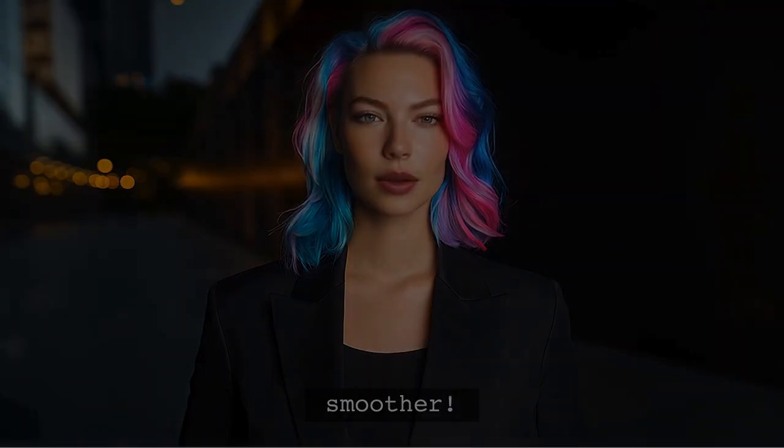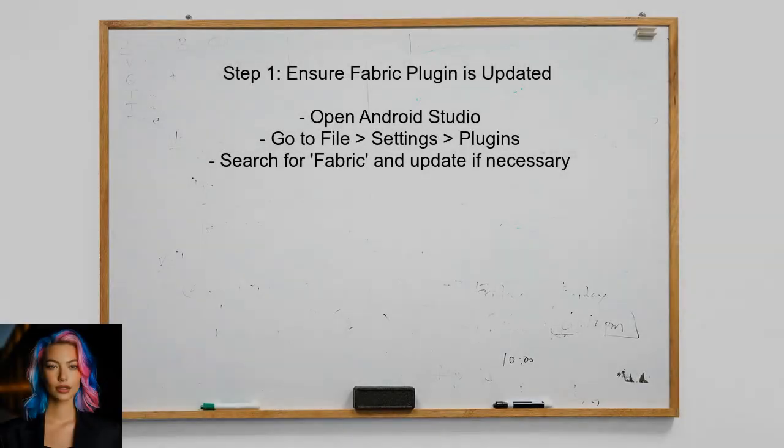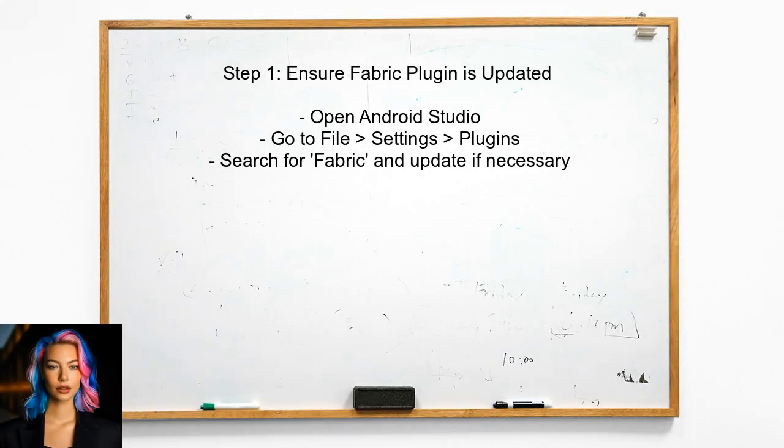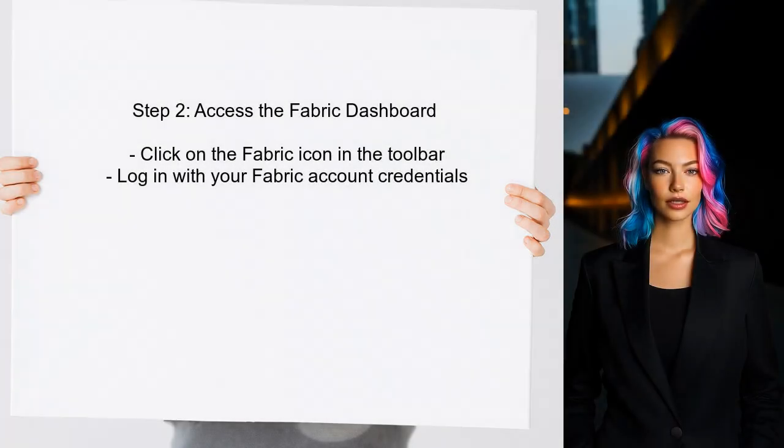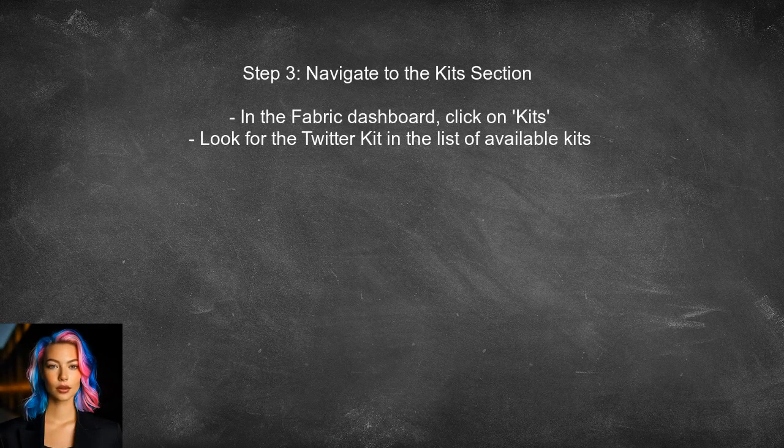To begin installing the Twitter kit using the Fabric plugin, the user should first ensure that they have the latest version of the Fabric plugin installed in Android Studio. Next, the user needs to access the Fabric dashboard. They can do this by clicking on the Fabric icon in the toolbar of Android Studio. Once in the Fabric dashboard, the user should navigate to the Kits section. Here, they will find various kits available for integration.